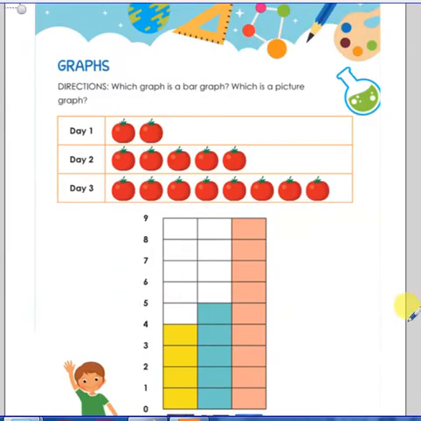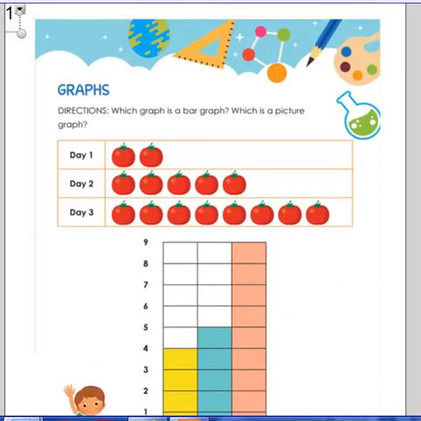Open page 49 and write the date. The date today is what? 19 dash 11 dash 2020.